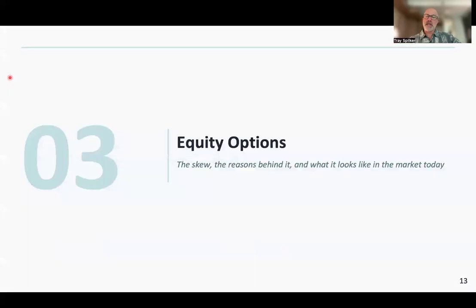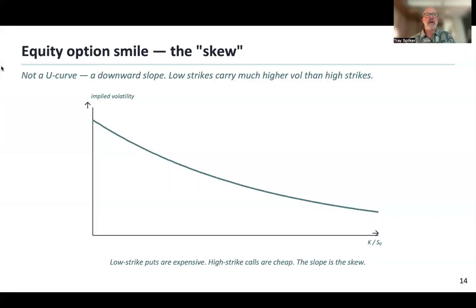All right, moving on to our third section here, we're going to talk about equity options here. Now, here the smile is going to look different. It's going to be lopsided here, in fact, downward sloping, and we'll explain the shape. We'll work through the three economic stories for why it exists, and then take a look at some empirical evidence with a final look at some real data.